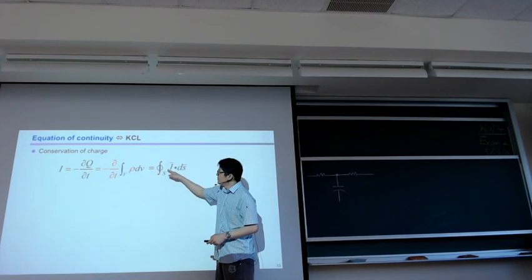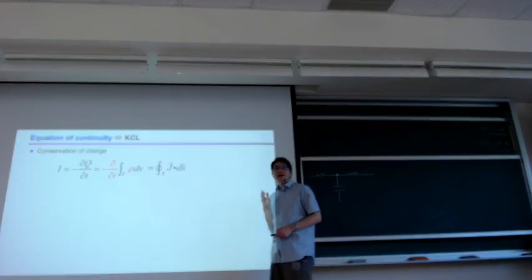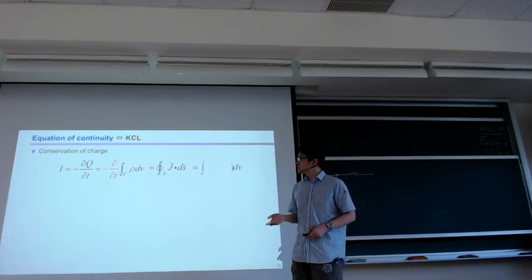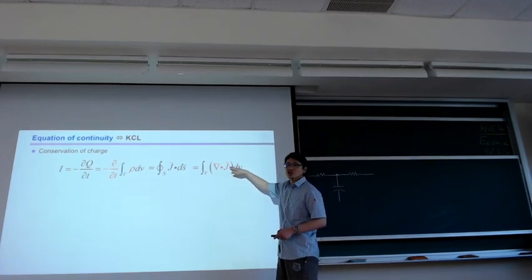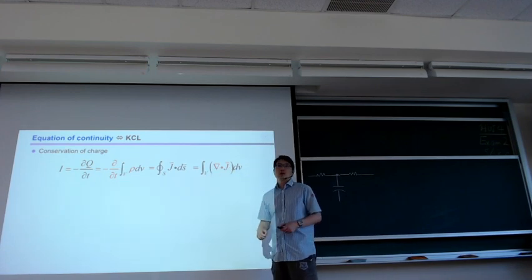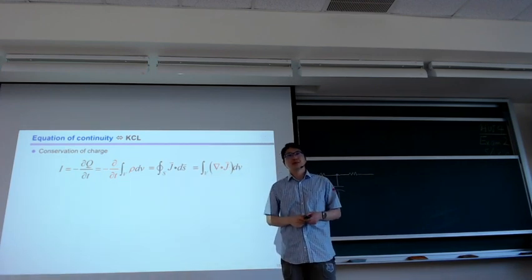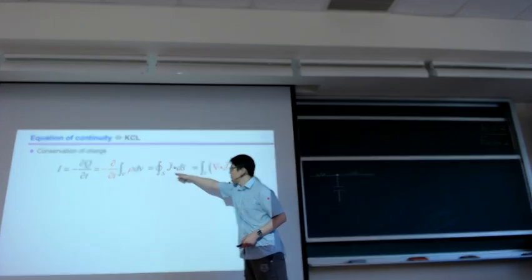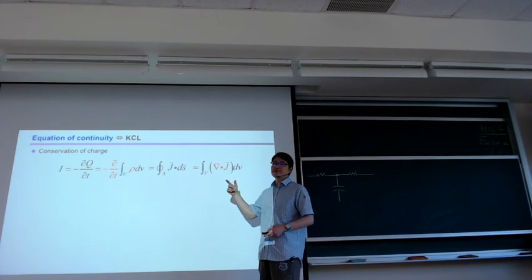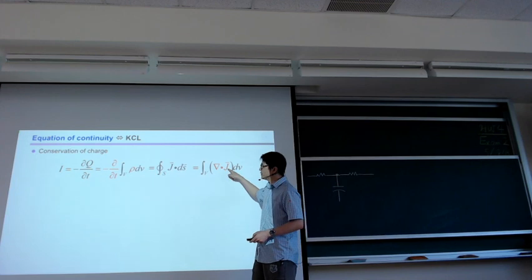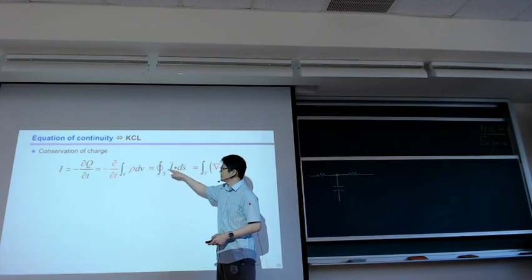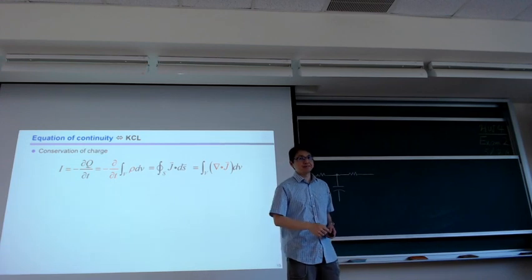We have the vector current density making a closed surface integration that can be transformed into the volume integration of the divergence of J over the volume, right? This is basically the divergence theorem. I'm free to convert between volume integration of the divergence of the vector field and the surface integration of the vector field itself.